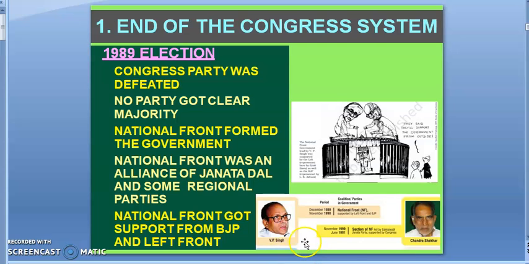And this section of the National Front was supported by Congress. Now you can see the coalition. The first part of the National Front was supported by BJP, and the second part of the National Front was supported by Congress. We will continue this chapter in the next part.